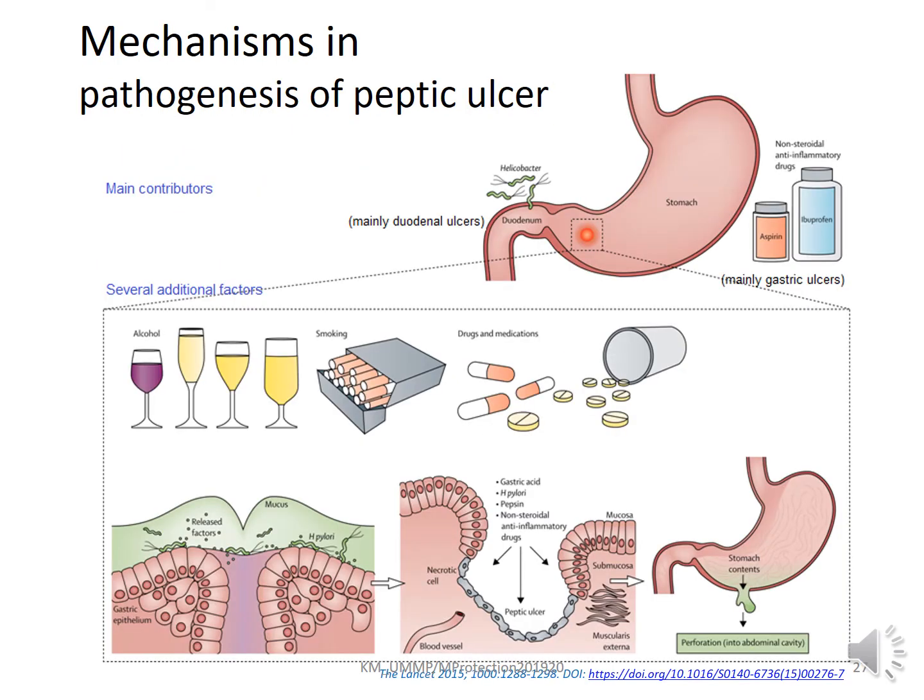There are many causes of peptic ulcer. The main contributors are NSAIDs and H. pylori infection. NSAIDs mainly cause gastric ulcer, whereas H. pylori mainly causes ulcers in the duodenum. In addition, alcohol, smoking, drugs, and medication can all cause erosion and peptic ulcer. So if we say peptic ulcer, it can be either in the gastric region or in the duodenum.